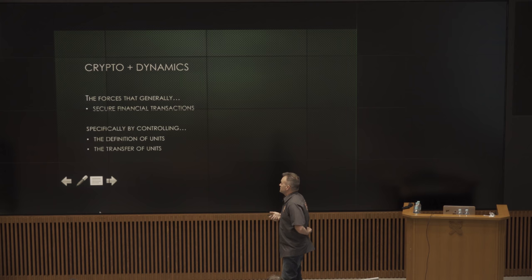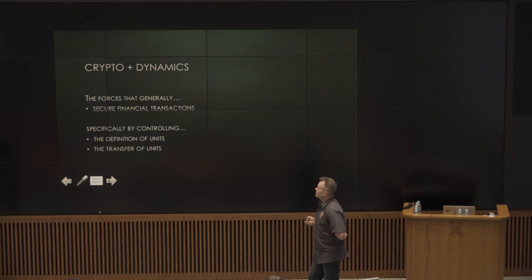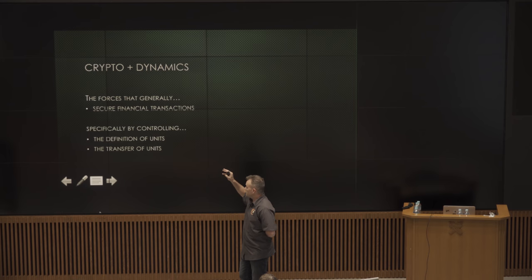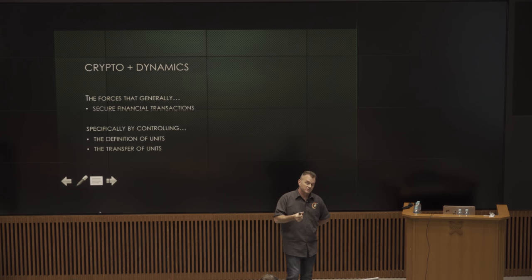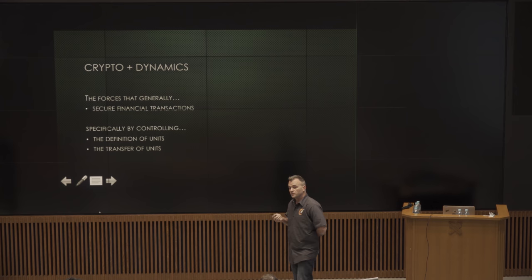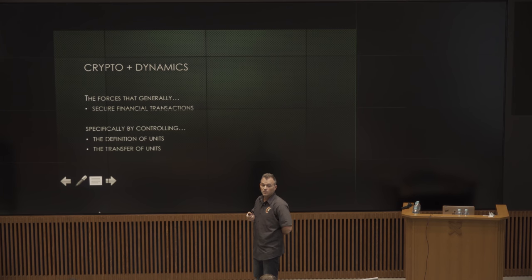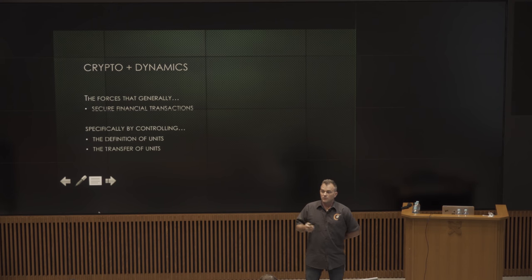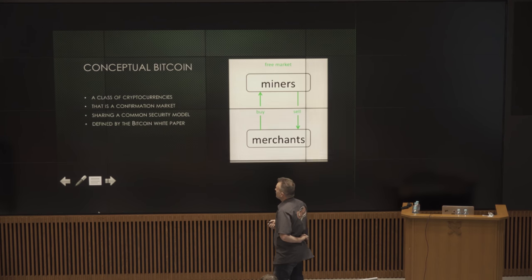Again, I just put this up because I didn't have the right word for it. Forces that generally, paraphrasing the previous slide, secure financial transactions. And specifically, they do that by controlling the definition of units, in other words, controlling the definition of the money, you know, can somebody just cook up some more? And by controlling the transfer of units, in other words, who gets mined, what transactions can get confirmed?